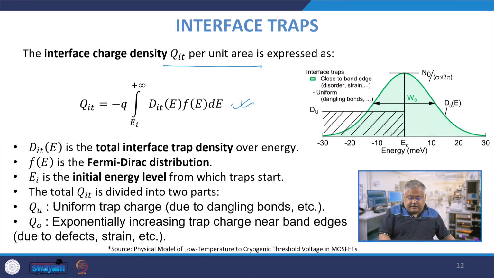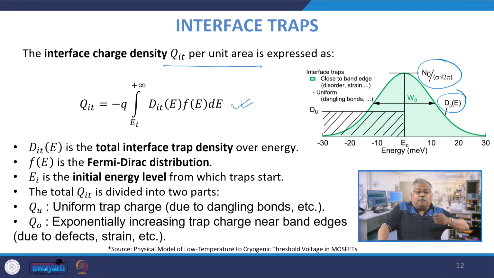If you look at the right hand side, this is the variation of the interface trap charges with respect to energy, and it is almost Gaussian to a larger extent. Therefore, you can actually fix the value of E_C and the W0, which is the full width at half maxima, by making certain changes in the type of doping and the annealing which you do. The maximum value is N0 upon sigma root pi. This D0 is basically the interface trap density with respect to energy.